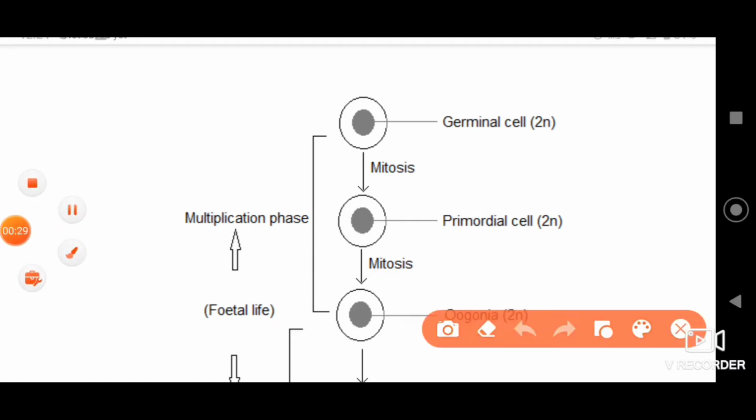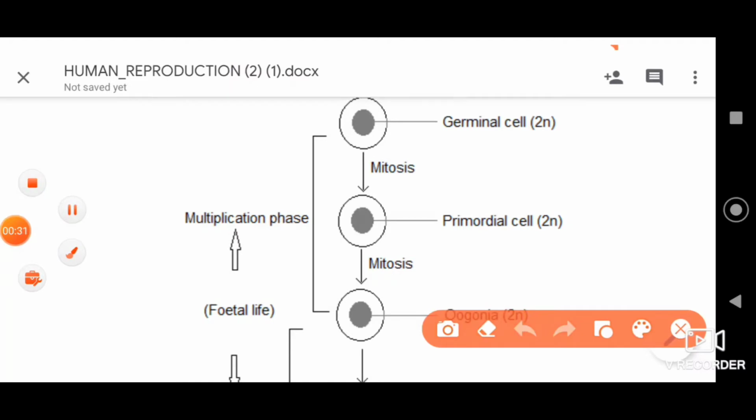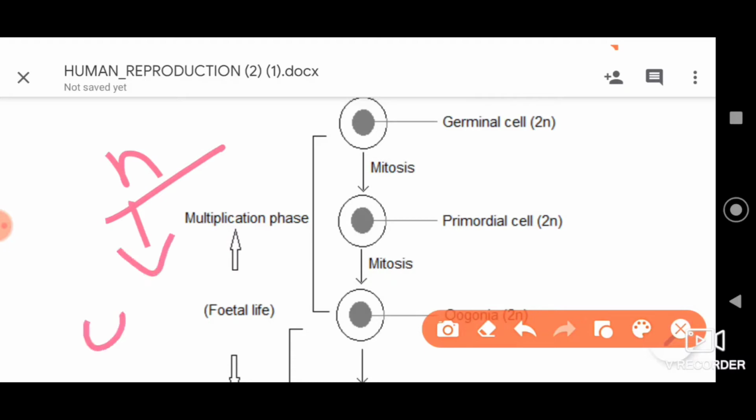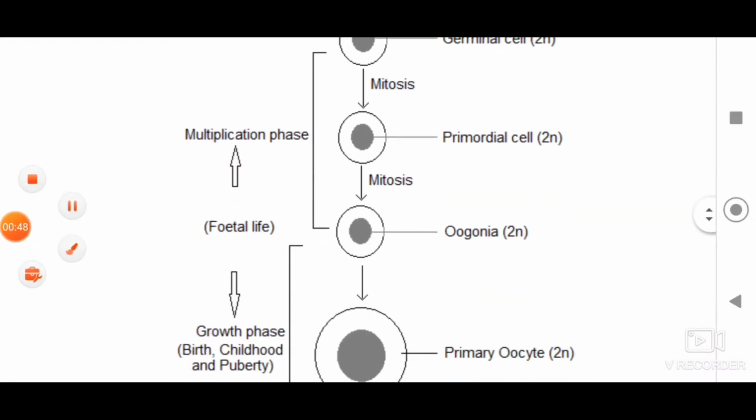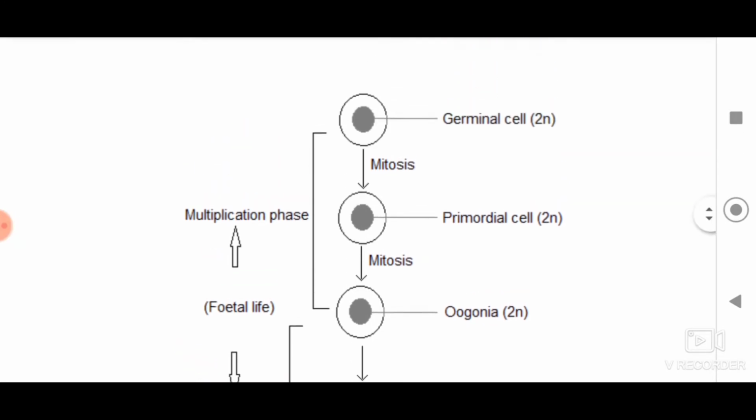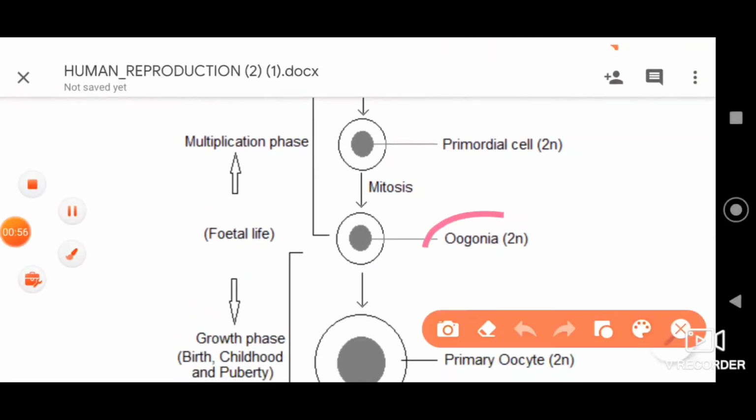Oogenesis is a process of formation of haploid ova. Here haploid ova or eggs are formed from the diploid oogonial mother cells. Most importantly, remember that the haploid ova or the eggs are formed from the diploid oogonial mother cells. Here these are the diploid oogonial mother cells. From these the ova or the eggs will be formed in the ovaries.